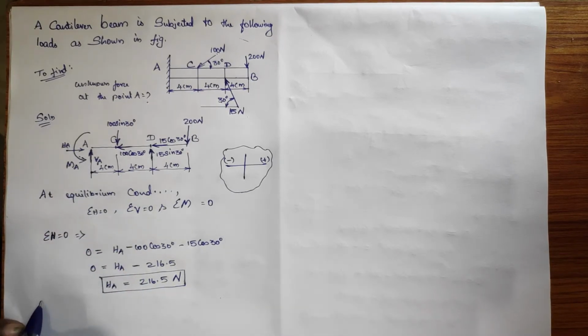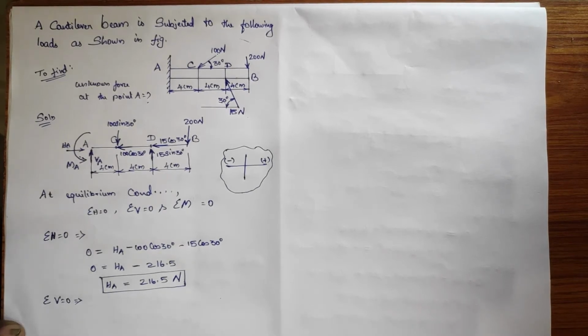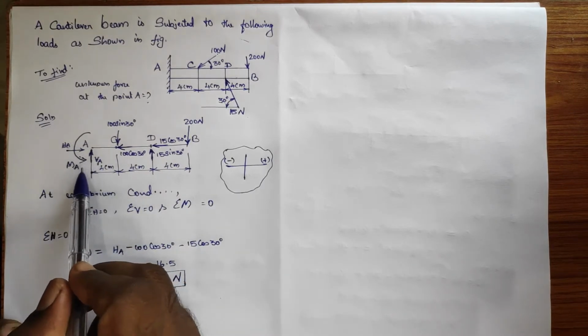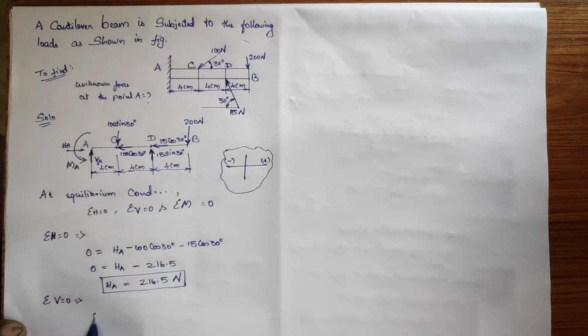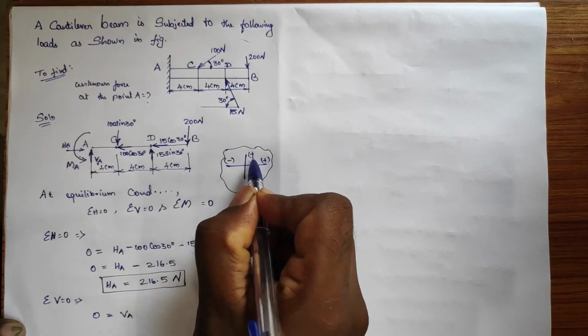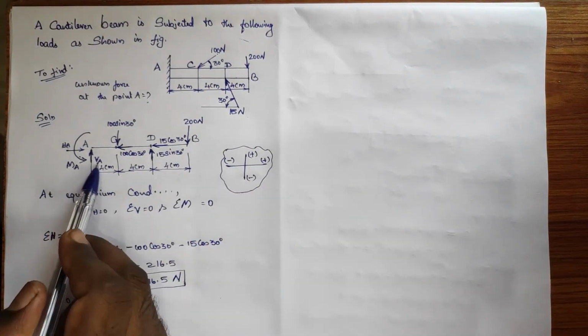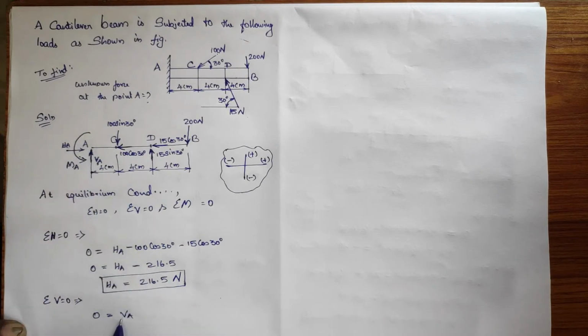Okay, so next step I am going to apply sum of vertical forces is equal to 0. Add all the vertical forces. Here VA is there, 0 is equal to VA. The force which is directed upward is positive and downward is negative. So it is directed upward, so it is positive.